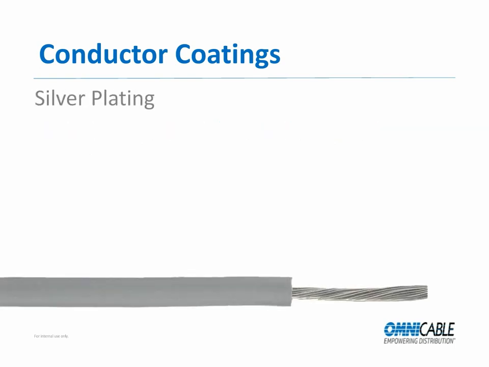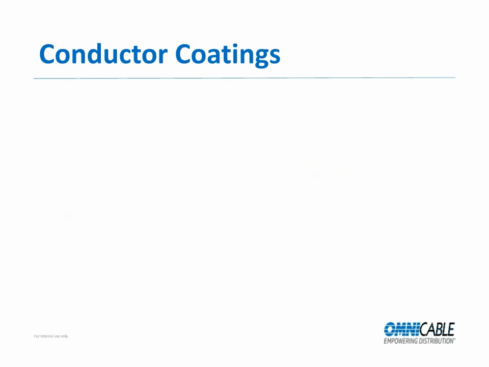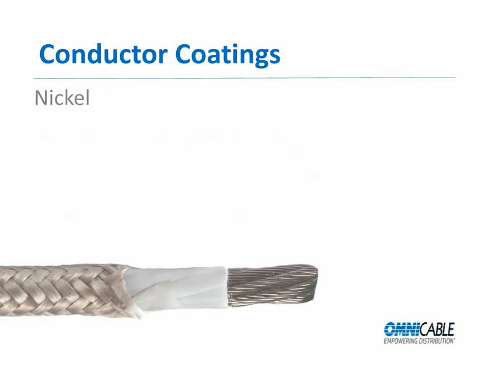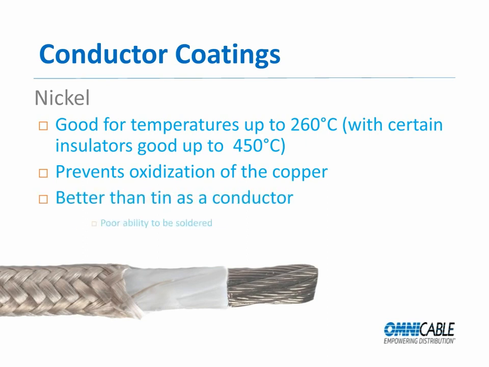Silver is an effective coating for high temperature and frequency applications. It is effective in environments up to 200 degrees Celsius and can reduce attenuation or signal loss at high frequencies. Using a conductor coated with silver allows you to get some of its benefits while avoiding the high cost of a full silver conductor. Nickel is a good coating for applications with even more extreme temperatures. It's effective up to 450 degrees Celsius and also helps to reduce oxidation. However, it is not easily soldered.